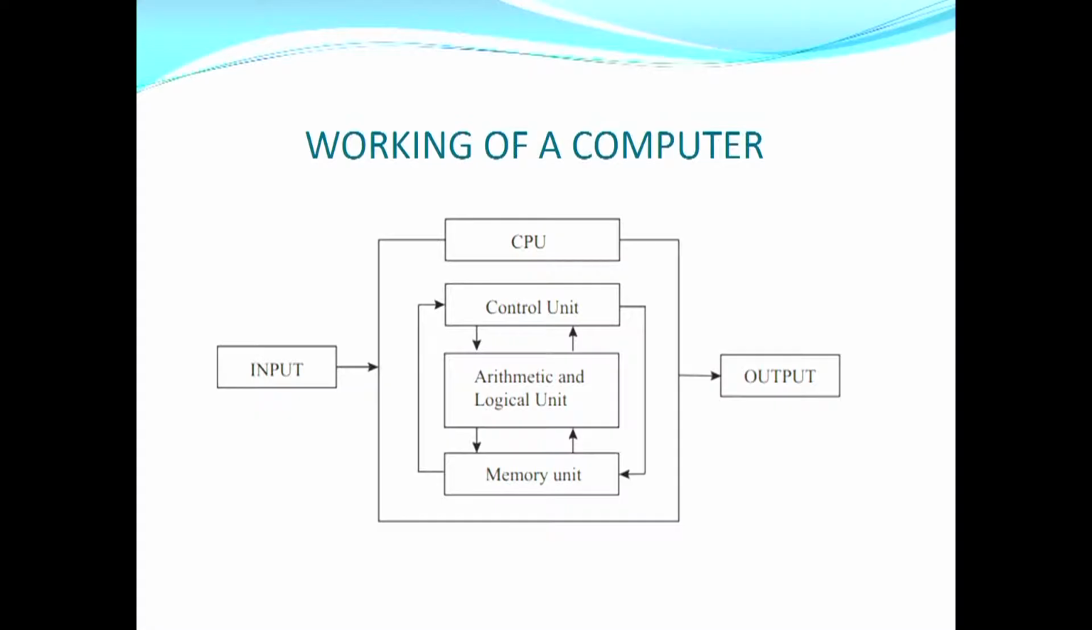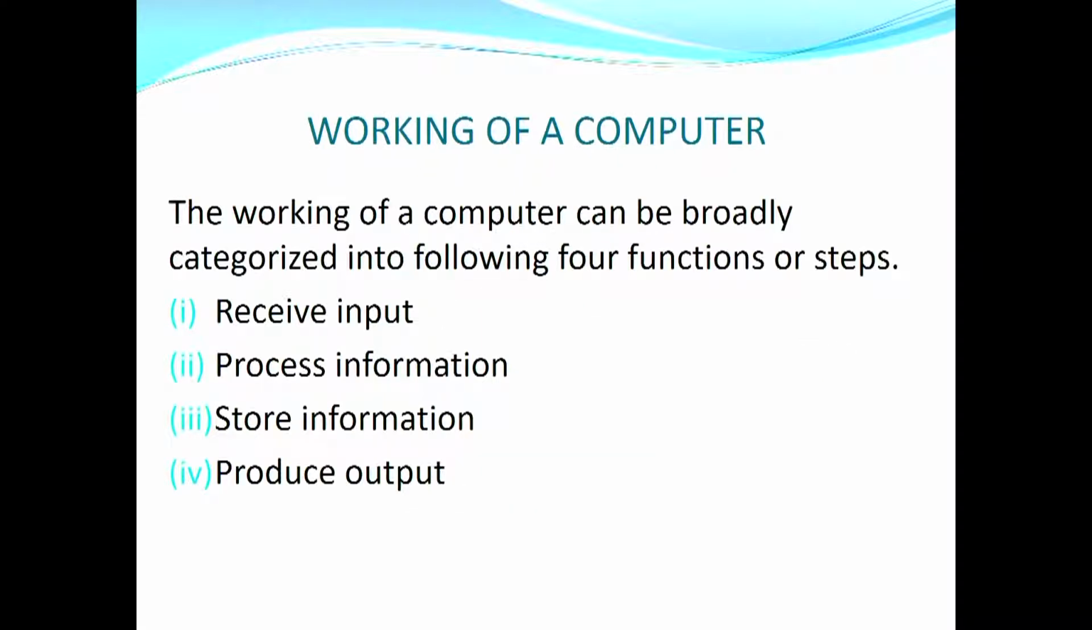So let's firstly look into the working of a computer. A computer basically can be divided into three major parts. First is the input, second is the CPU, and the third is the output. The CPU itself is a combination of control unit, arithmetic and logical unit, and the memory unit. Firstly the input is given to the computer through input devices, the information is processed within the CPU, and the output is given through the output devices. So this is the basic working of a computer.